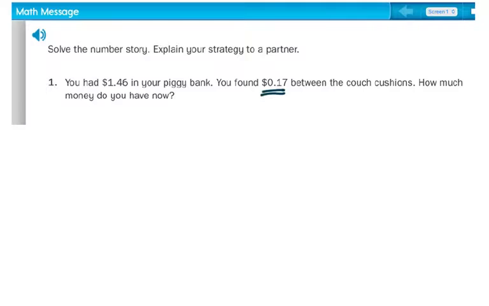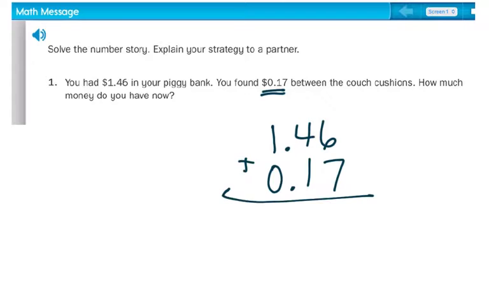Are you adding or subtracting 17 cents? You're adding, so you take $1.46 plus 17 cents. 6 plus 7 is 13, carry your 1. 1 plus 4 is 5, plus 1 is 6. You'd have $1.63. Go ahead and erase your whiteboard.